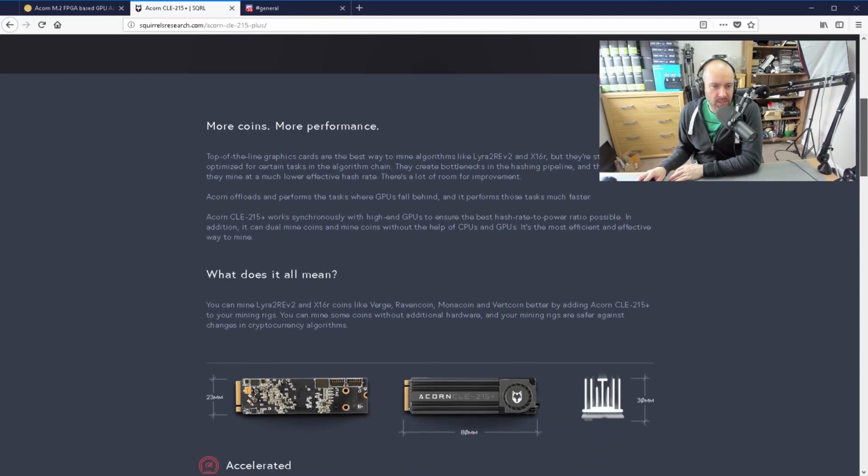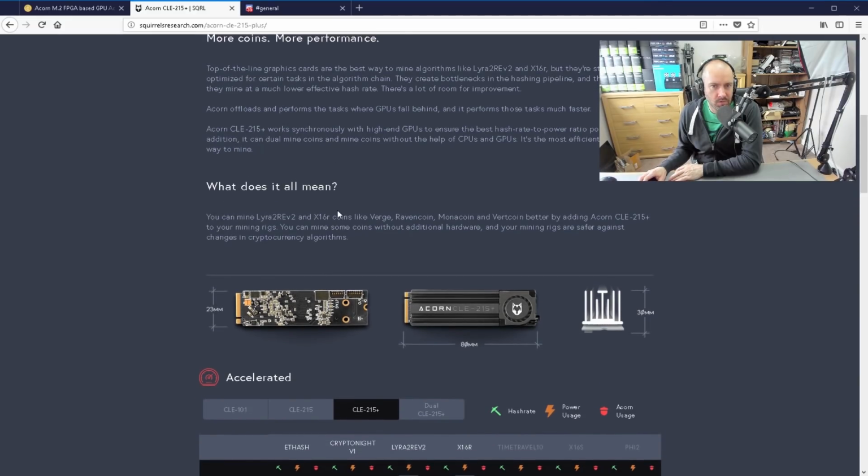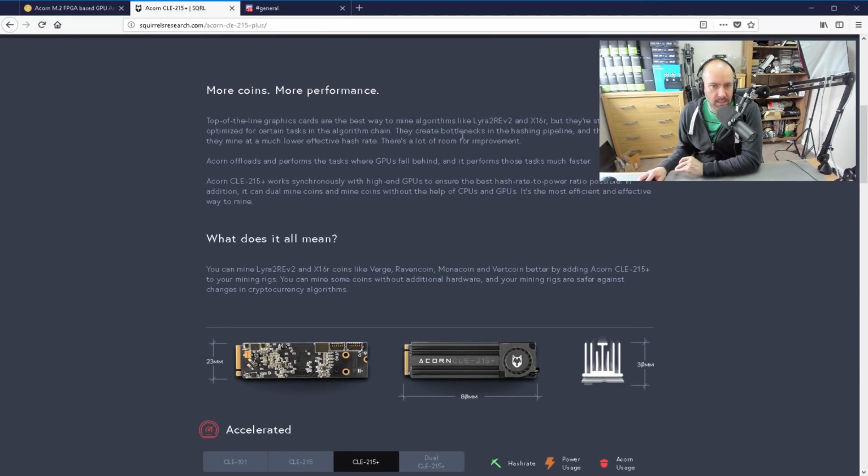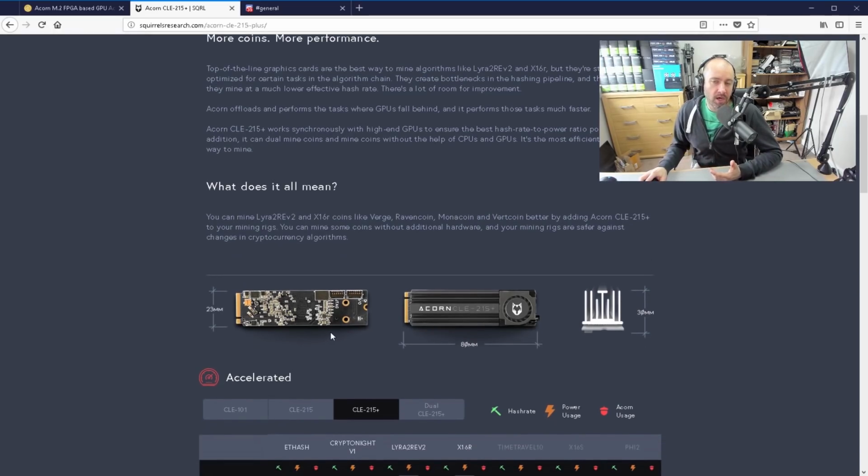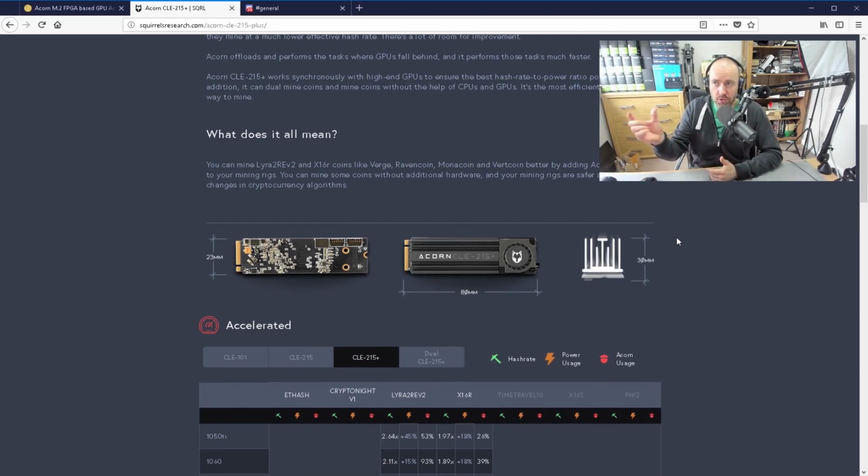And if you go down to the description area, it talks about bottlenecks in the hashing pipeline. It works with high-end GPUs to ensure the best hash rate to power ratio possible. So, anyone who's built their own PC knows what an M2 drive looks like. It's just about that size. It's just a tiny little drive. Normally people use it for an SSD. You can also use it if you're mining to add an extra GPU. That's what I've done as well.